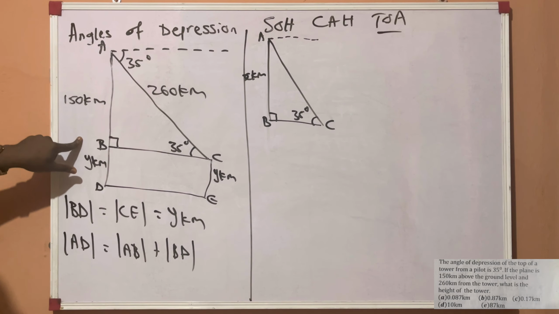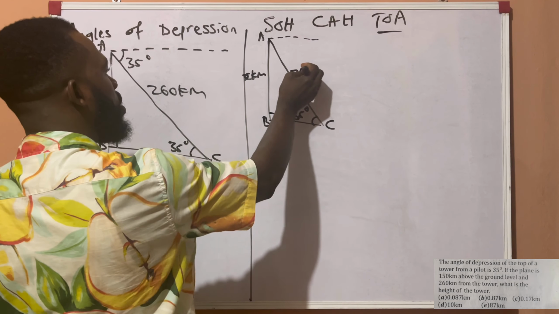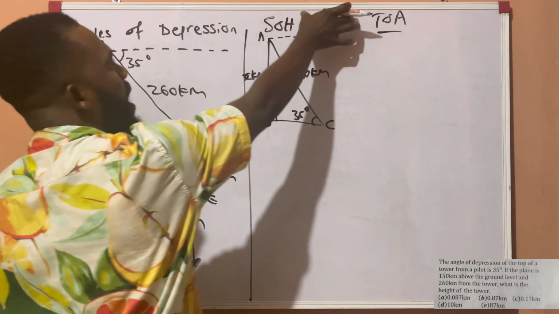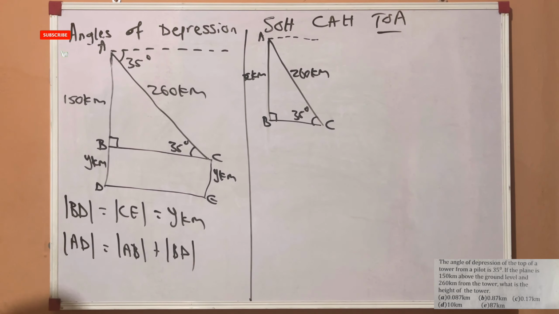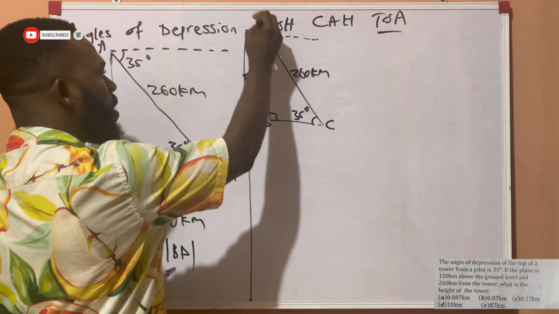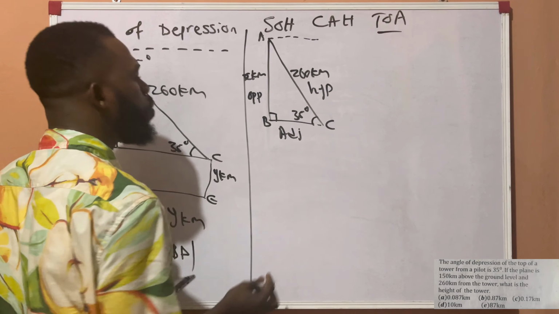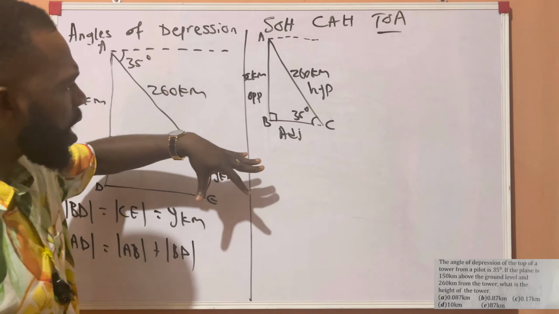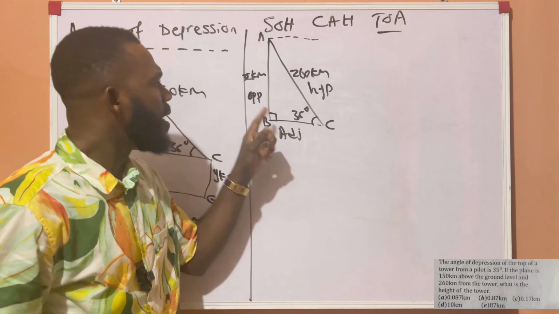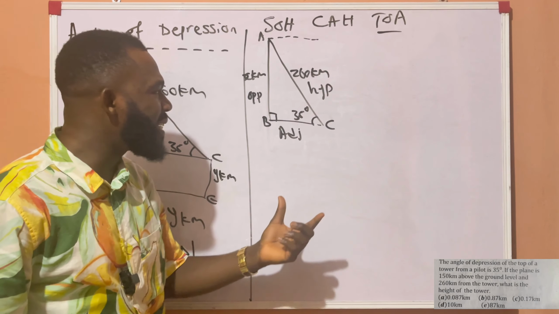I don't know this. So in order for me to solve this, we have the hypotenuse to be 260 kilometers. Again, SOH CAH TOA, we are going to apply this. Here, this is the opposite, this is the hypotenuse, and this is the adjacent. You will also see that in this right angle triangle, the side that has nothing on it is the adjacent. The opposite has x, the hypotenuse has 260, but the adjacent has nothing.